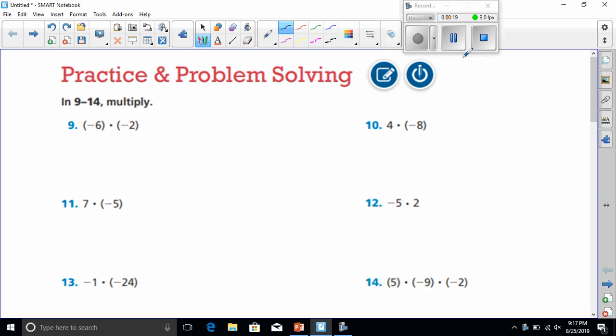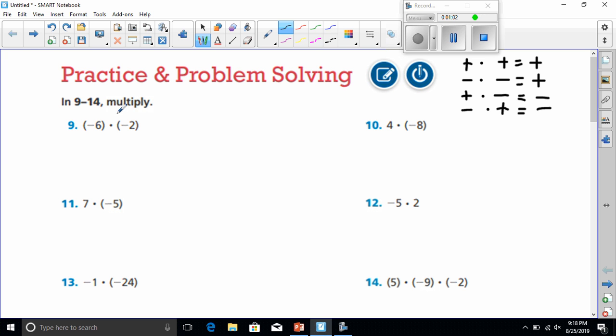Before we start, let's go over roughly all the rules for multiplying integers. Remember that a positive times a positive is going to equal a positive. And a negative times a negative will equal a positive as well, positive numbers. But any positive number times a negative number, or a negative number times a positive number, will equal negative answers. Okay? So the rule is if the signs are the same, you'll get a positive answer. If the signs are different, you'll get a negative one.